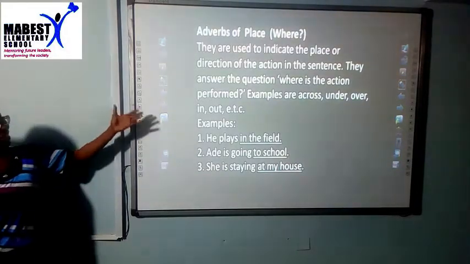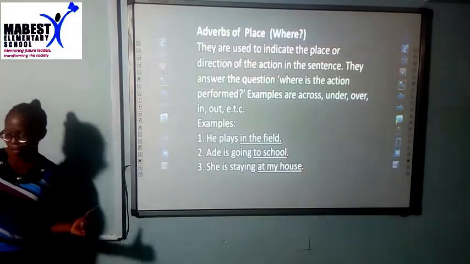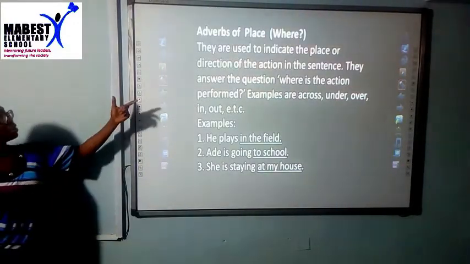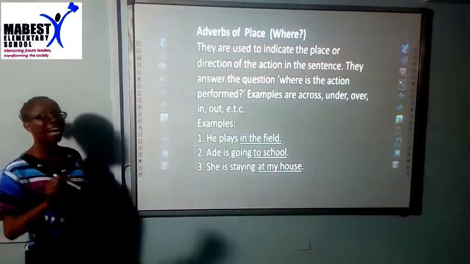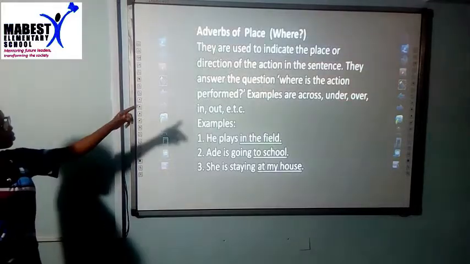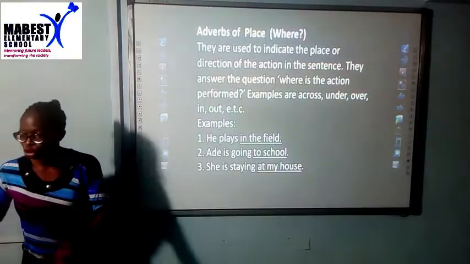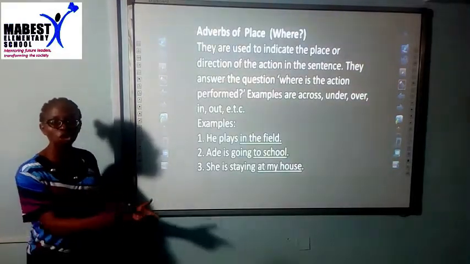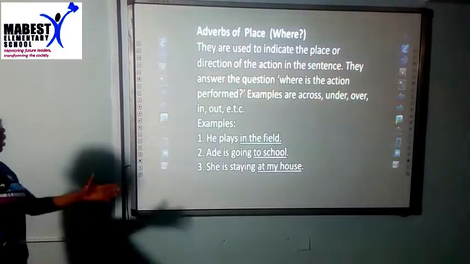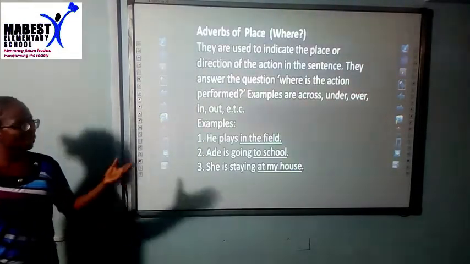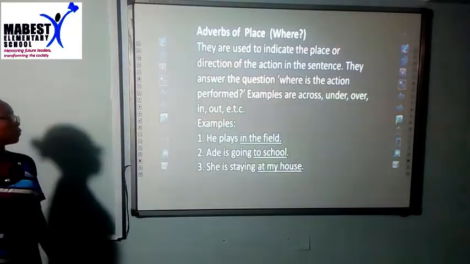Unlike the adverb of time, which makes us know the time in which an action is being carried out, this one makes us know the place in which an action is being carried out. They answer the question where, that is, where is the action performed, or where was the action performed. We have examples here. Examples are across, under, over, in, out, and so on and so forth.